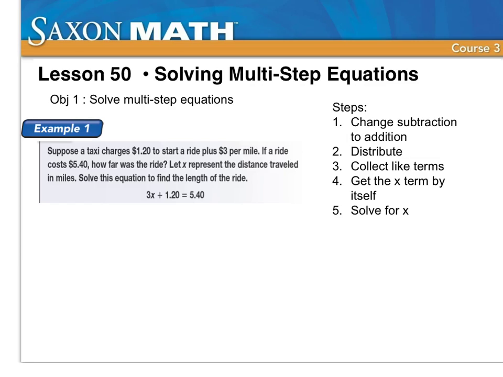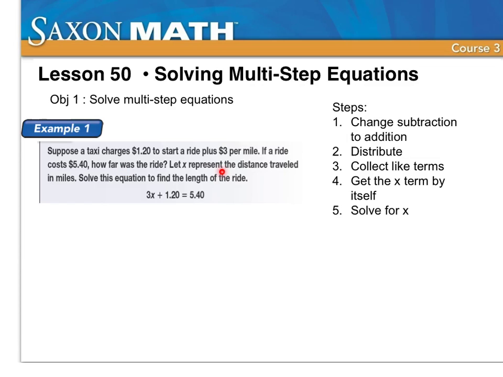It's kind of up to you though. So we're going to go through the problem here. Example 1 says, suppose a taxi charges $1.20 to start a ride plus $3 per mile. So as soon as you step in the cab, you get charged $1.20. Okay, then it's $3 for every single mile you ride. If a ride costs $5.40, how far was the ride?